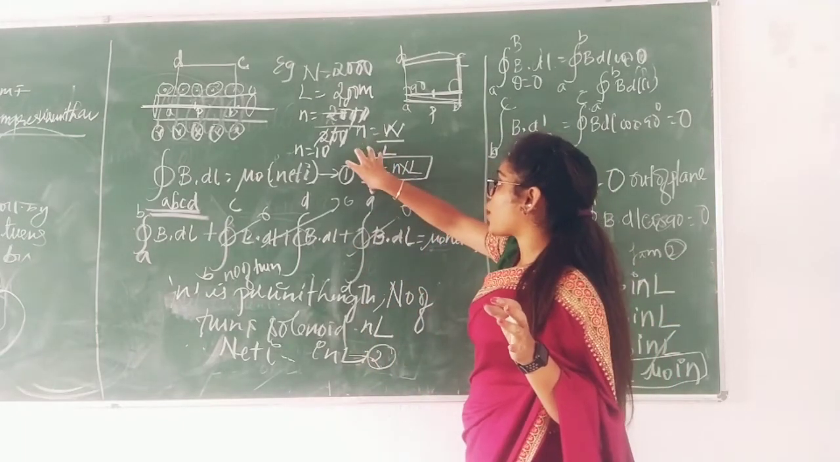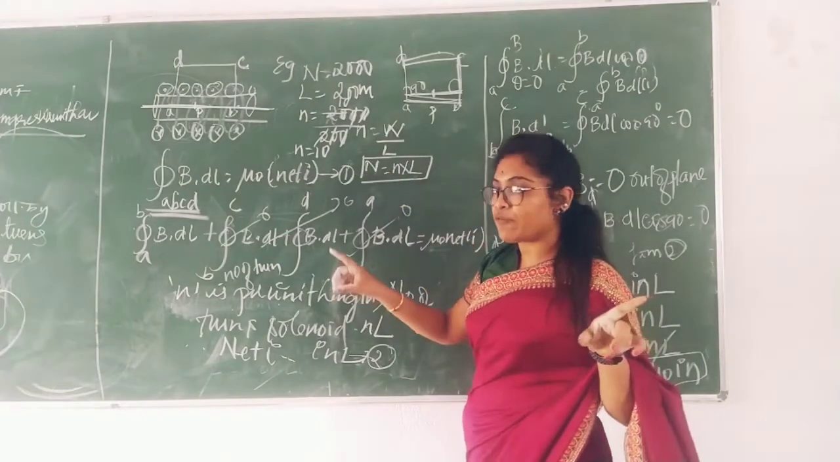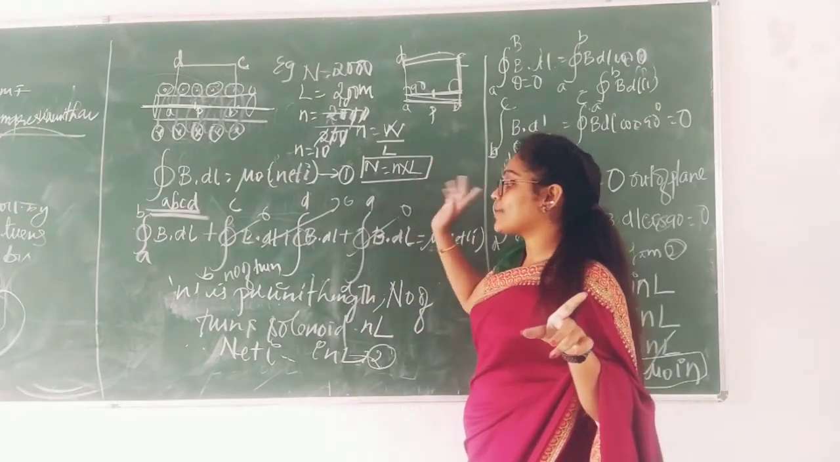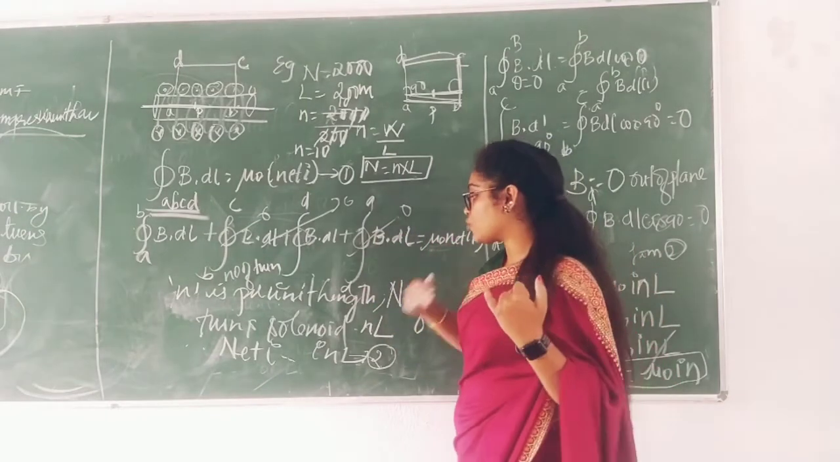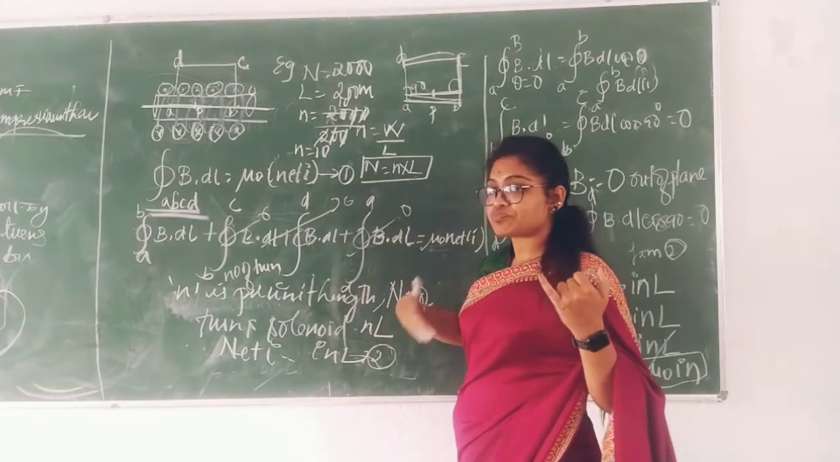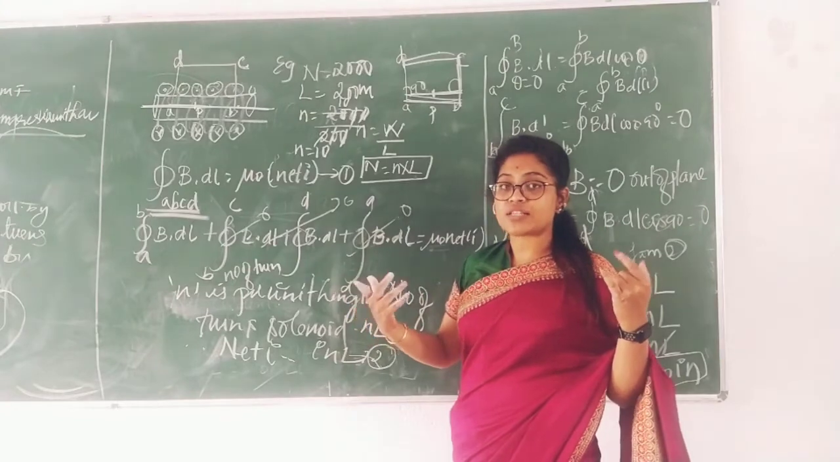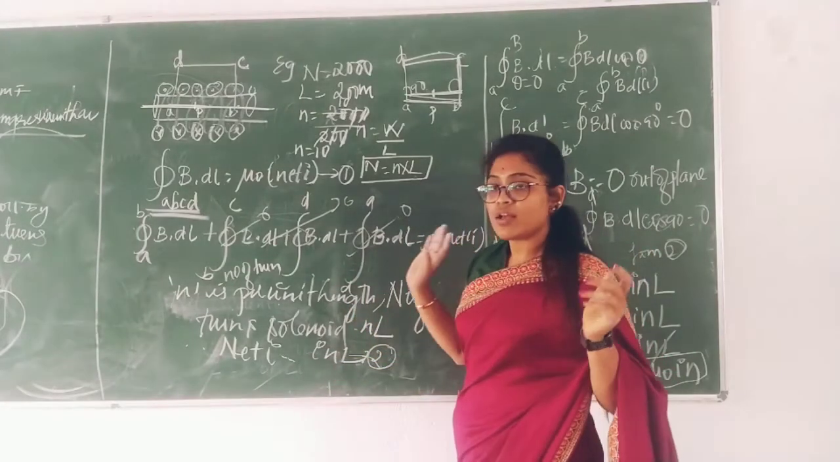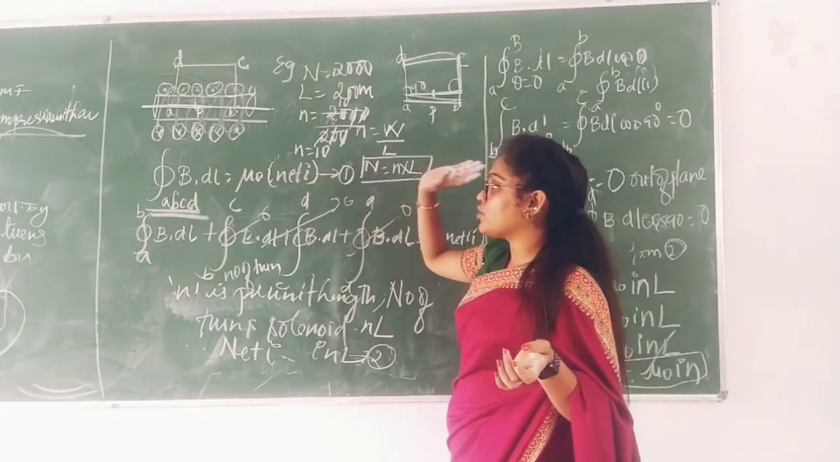Total number of solenoid turns I can identify by the number of turns per unit length times length. If I do that, I will come to know the net current which is passing. We can identify it by nLI. Okay. I got that net I value, fine.